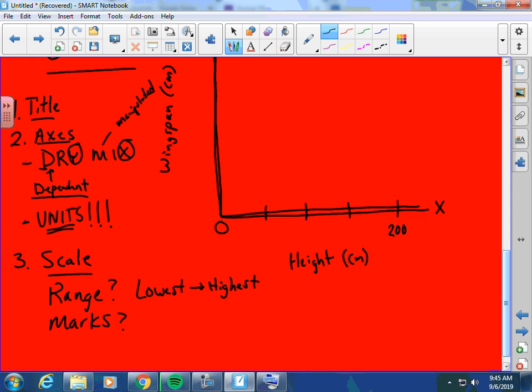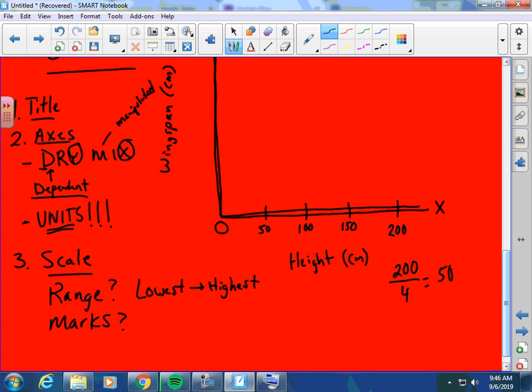I think you're right. I could take that range, that difference, 0 to 200, which is 200, and divide by the number of marks. As Jaden just said, it looks like 50 should work, okay? And if I plot those up here, 50, 100, 150, 200, seems to work out pretty well, okay?